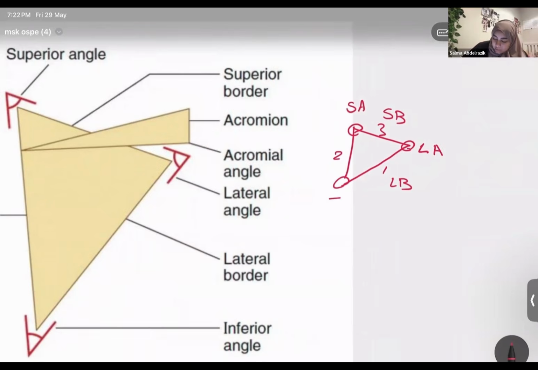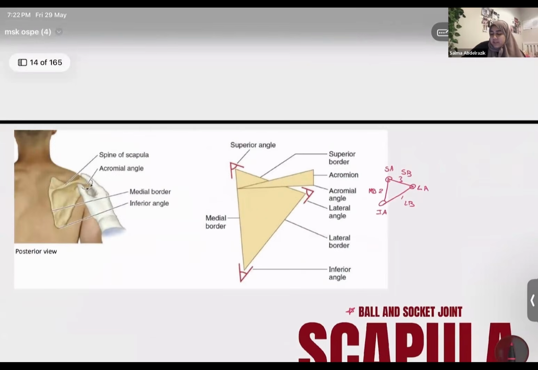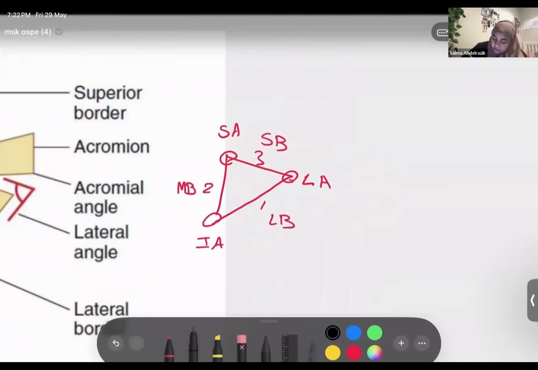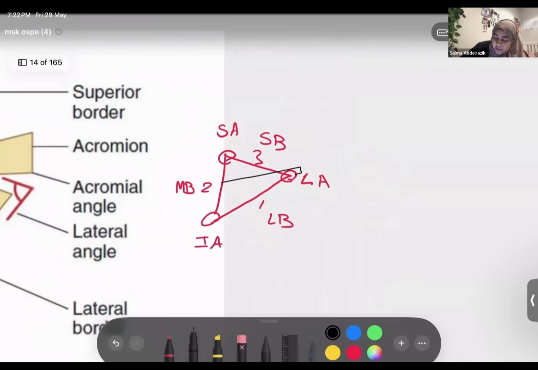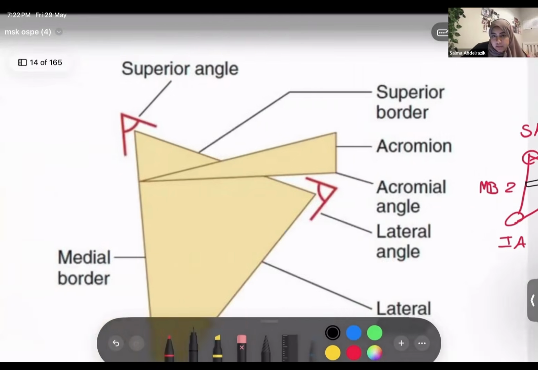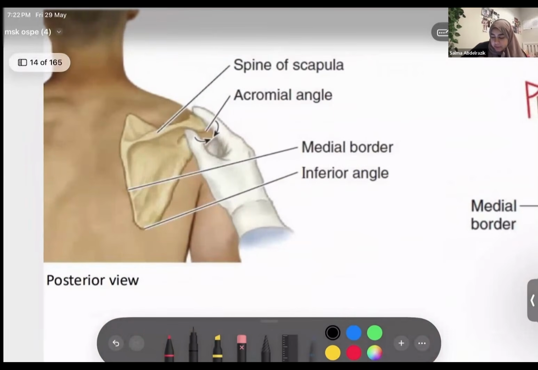And this one is down, so it will be the inferior angle. This one is pointing to the medial. The border is pointing to the medial, so it will be the medial border. This is basically the scapula medius. Of course, we have a spine of a scapula that divides it into up and bottom. We'll explain that later on. But for now, let's look at the other picture.